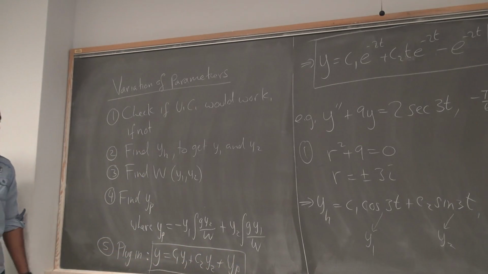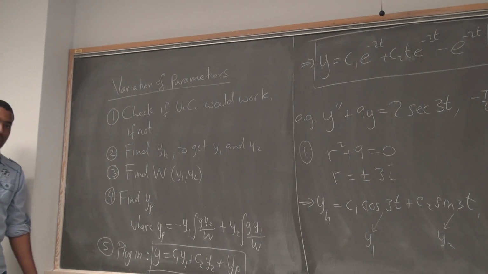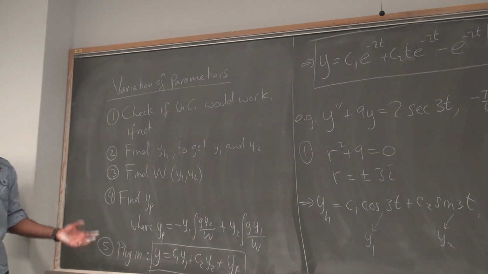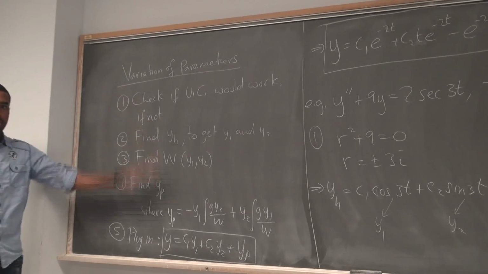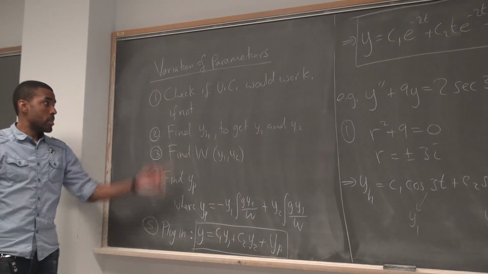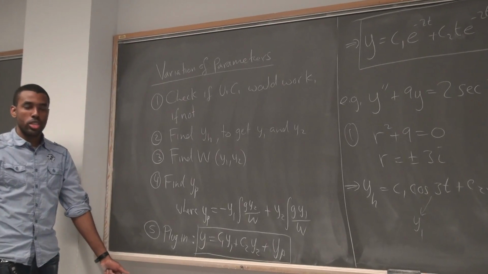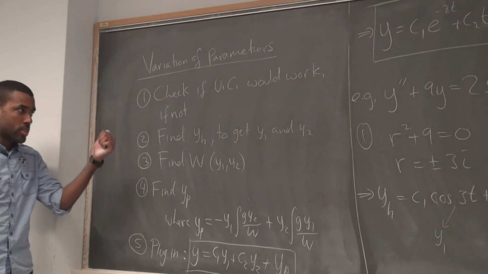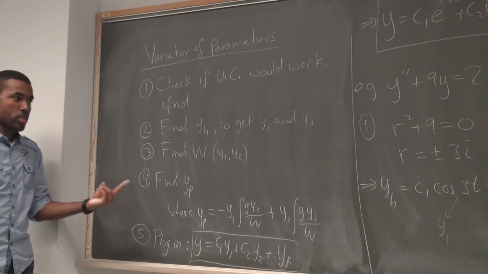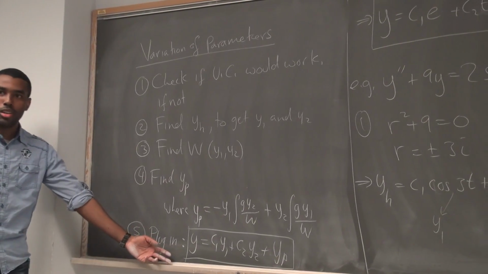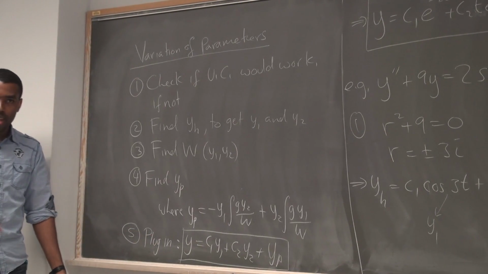So this is the algorithm for variation of parameters. When you're reading over your notes, or you want to put something on a flashcard, this is what you'd write. This is what you should know as well as you know your own name. What do I do? Check if this works, find the homogeneous, find the Wronskian, plug into this formula, done. You should have those steps in your head.